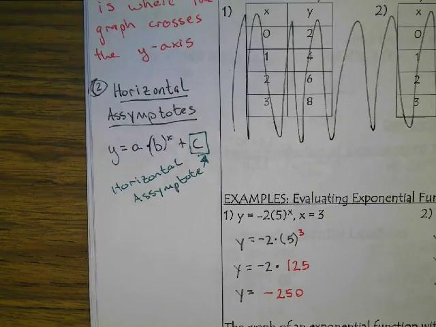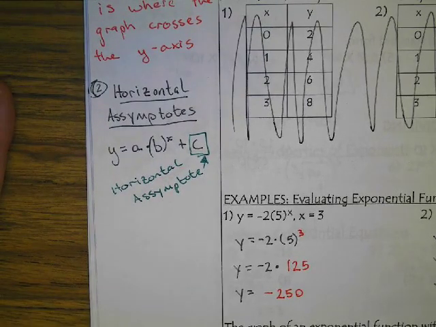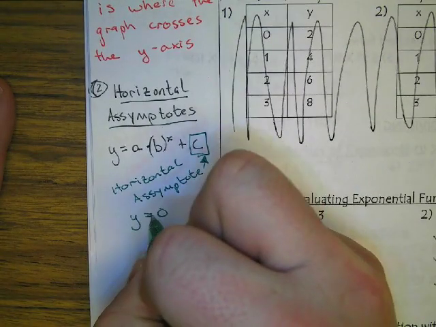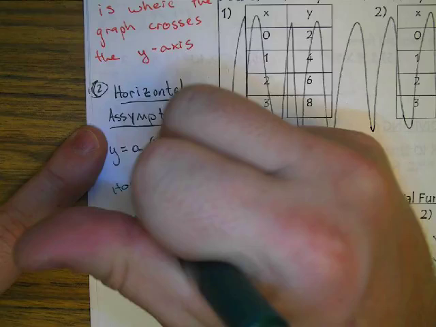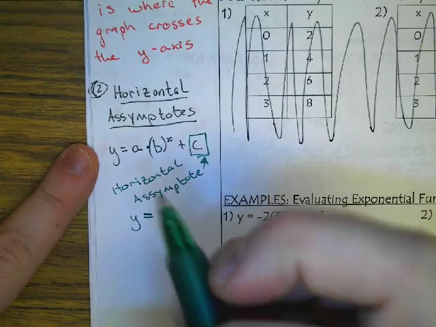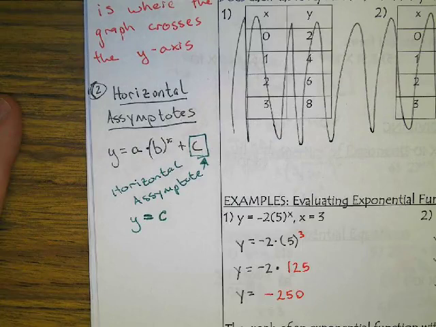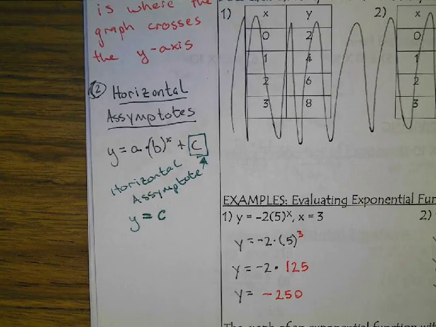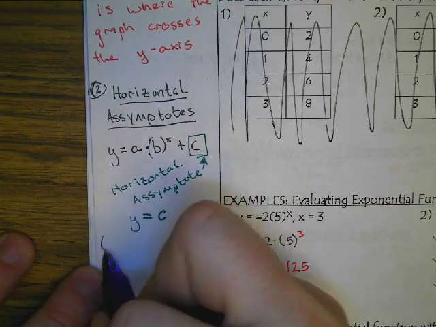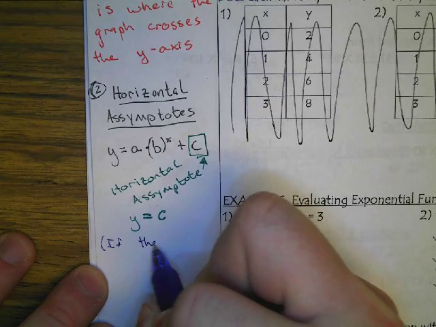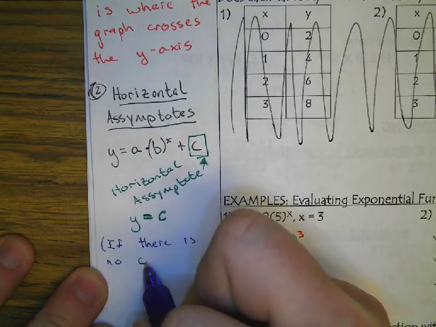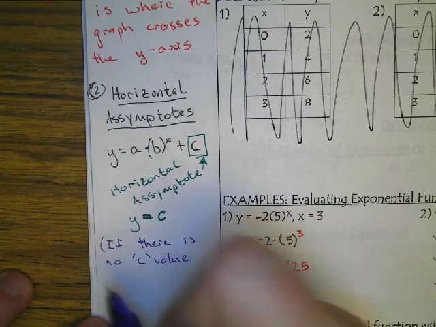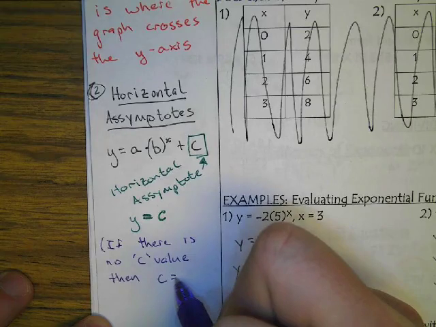We'll denote that as an equation of a line, so we'll have to write y equals c. Now, for the ones we'll be dealing with, since these are introductory exponential functions, if there is no c value, let's make a note of that: if there is no c value, then c equals 0.